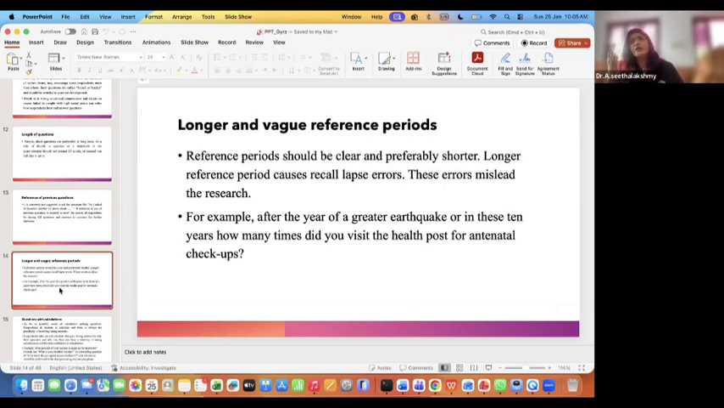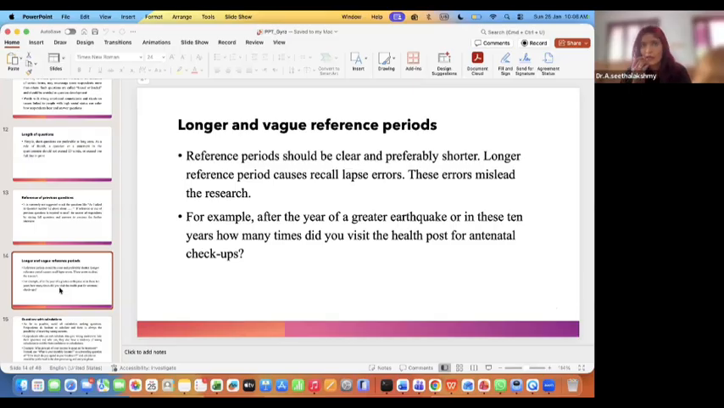Also, whenever you use reference periods, they should be clear and shorter. For example, during the earthquake or landslide of this time, what were you doing? Do you remember the landslide time? And 10 years after that, what was it like? If you ask that, they have to think. Don't allow them to go back to past things.